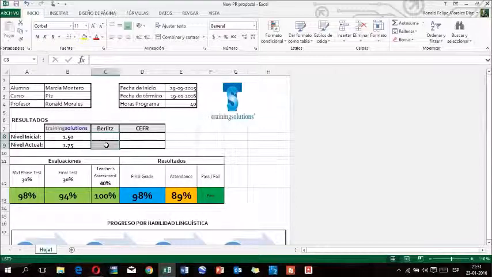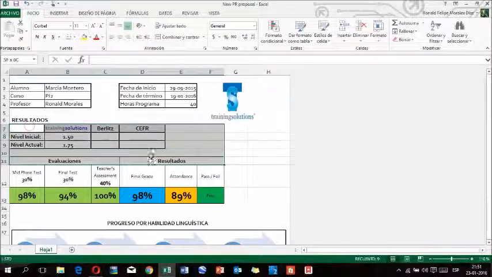In the case of GENER, sometimes we also include the Berlitz scale as a reference, and it's also a possibility to include the Common European Framework scale. Remember that if you have any doubts about the scaling system or the leveling system in training solutions, it is very important for you to check the other video about levels.